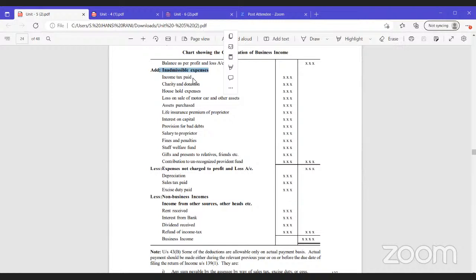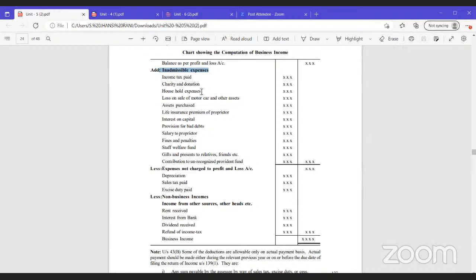Next, charity and donation. This is one's own opinion, one's own personal decision. It is not our business. Our business is not involved in giving any donations or charities. Household expenses, whatever expenses are incurred at your home, that is also a personal thing.